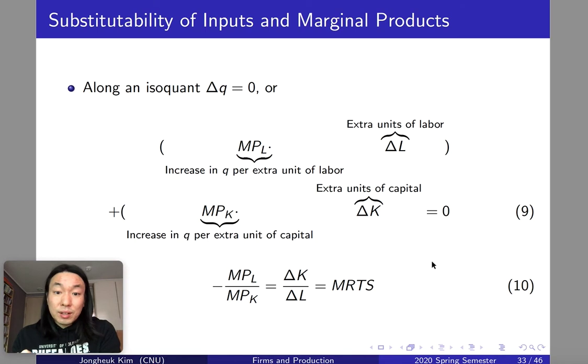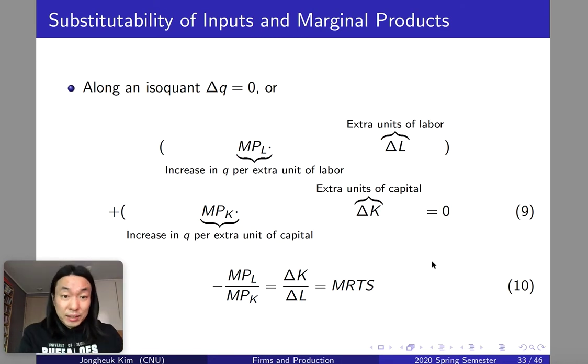But you increased the amount of capital by delta K. So the delta K times MPK means the total output change because of delta K. And the first parenthesis, MPL times delta L, should be cancelled by MPK times delta K, right? So the absolute value of MPL times delta L should be exactly the same as the absolute value of MPK times delta K, right?